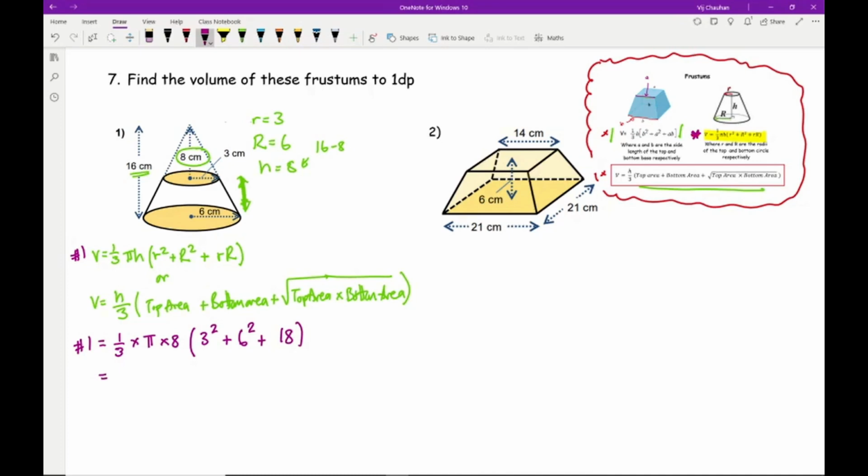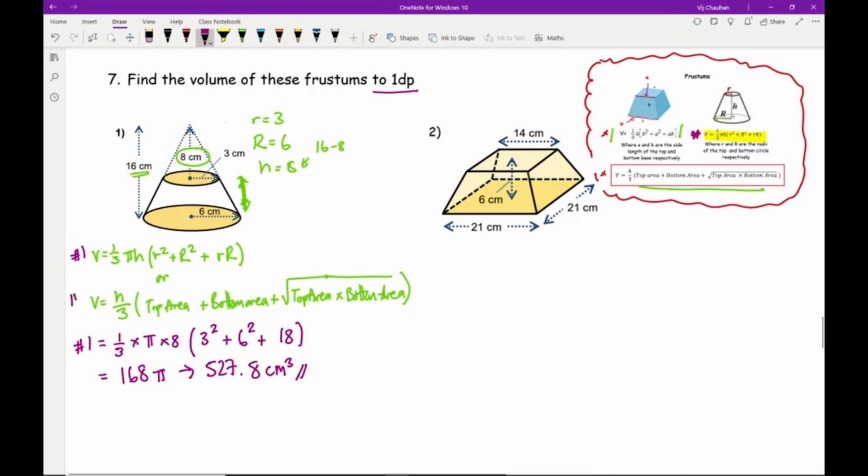And if I type that into my calculator, which I'm now going to do, I've got a third times pi times 8 times, and then bracket 9 plus 36 plus 18, which gives me an answer of 168 pi. And if I press the SD button, because the question is asking me to give it to one decimal place, I get an answer of 527.8, and it's in centimetre cubed.